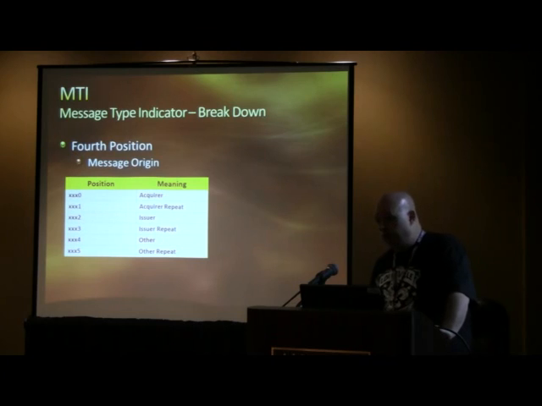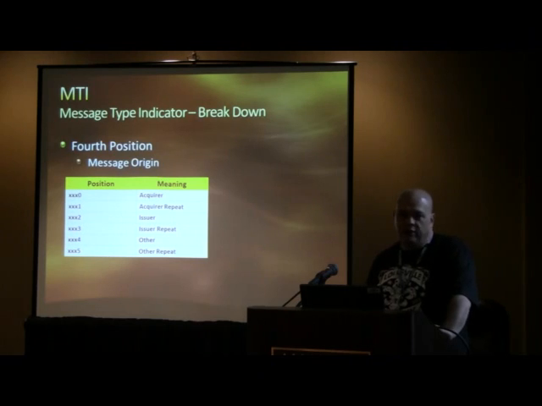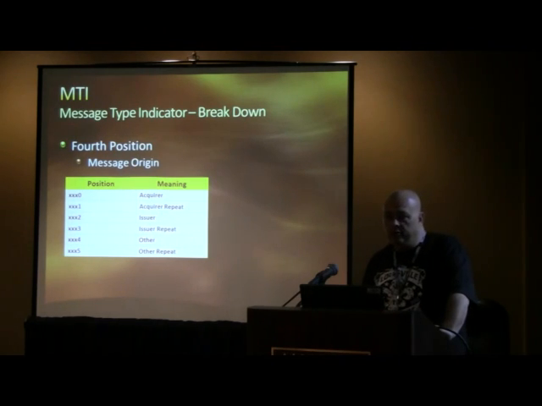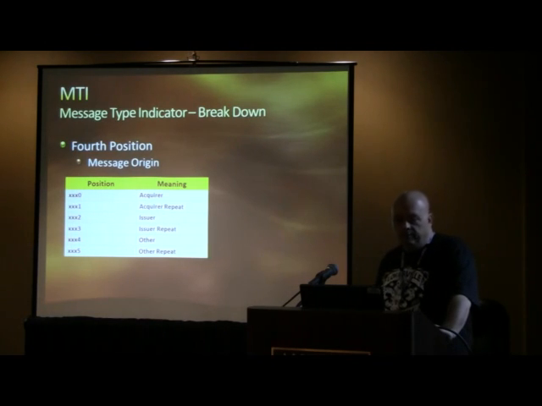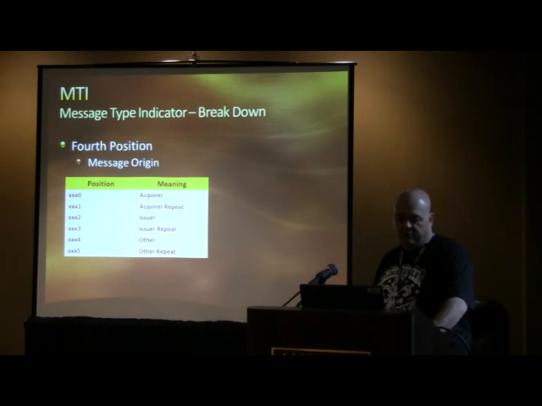And this is the message origin. Most of the time you'll see 0s at the end if it's being sent from the point of sale or the acquirer, which means it's the ATM or the point of sale machine or the acquirer sending the message. A 1's a repeat if they don't get an answer within a set amount of time. I do believe, according to PCI DSS, it's 7 seconds, I think, you have to get a response right now when you make a request. 2 is an issuer, 3 is an issuer repeat, 4 is other, and 5 is an other repeat.